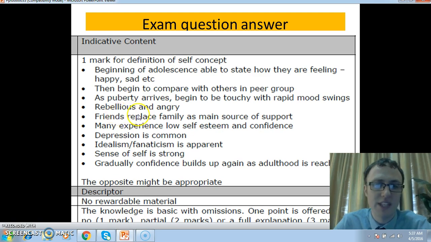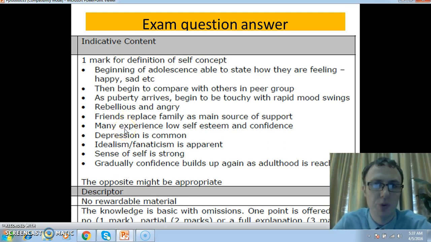Socially, friends replace family as the main source of support. Okay, so you can describe that and how that might affect you. So perhaps you now want to live up to and show your friends that you have a high status, that you are actually a decent person, that you're a good friend to have around, okay? And the ability with which you can do that could affect your self-concept. Okay, so there are different ideas here.